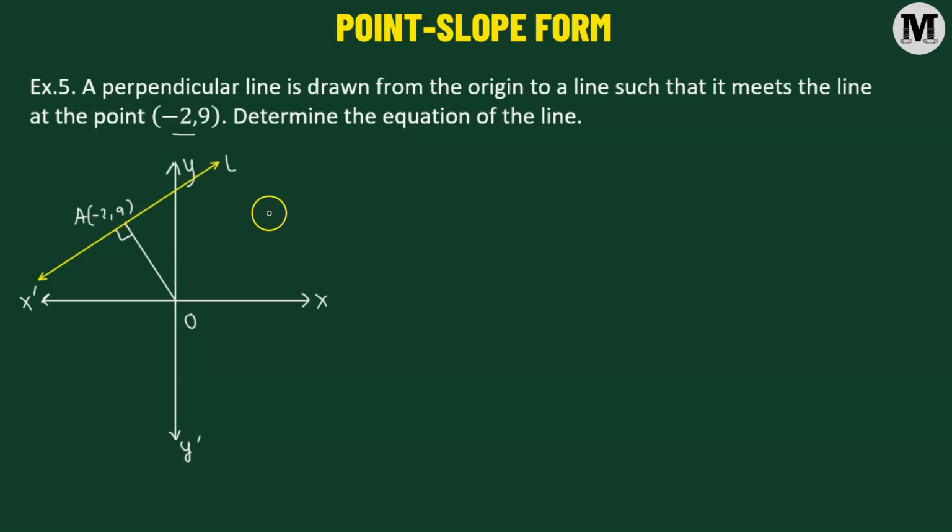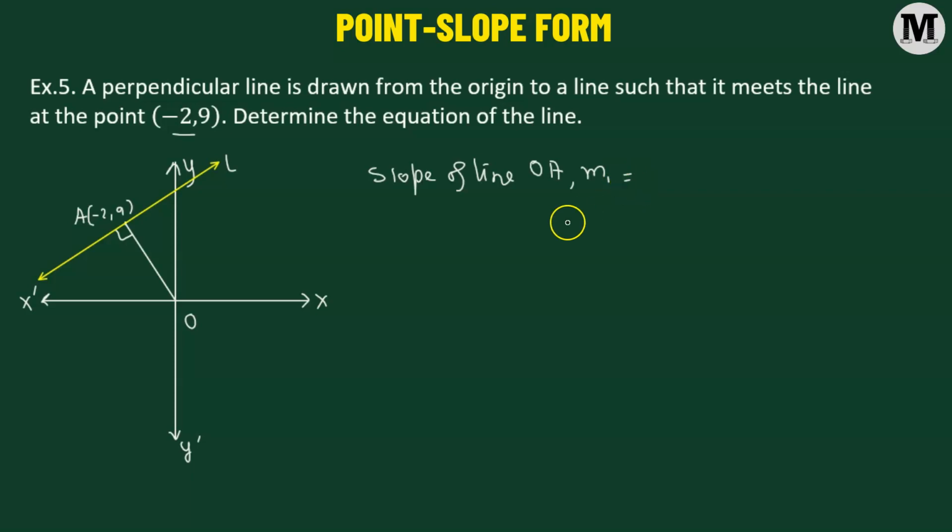Okay. Now, in order to find the equation of line L, we need two pieces of information. One is the slope of the line, and the other is any one point that lies on that line. Here we already have point A. Point A is going to lie on the line L. So that information is given. What we'll have to do is find the slope of that particular line. So here we can find the slope of line segment OA first. We're going to denote it by the letter M1.